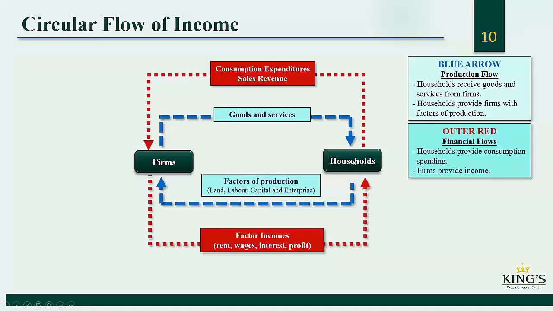Now there are financial flows. We know that households buy the output, right? So that's the red arrow here. And so this is measuring expenditures or sales revenue.